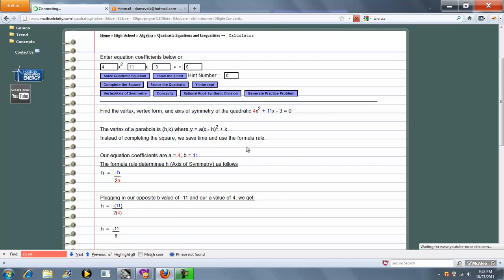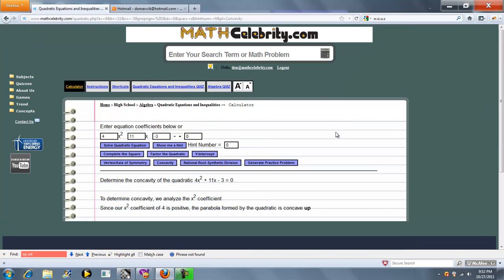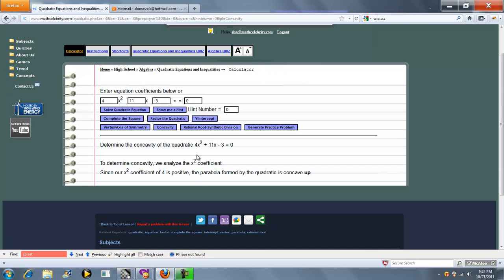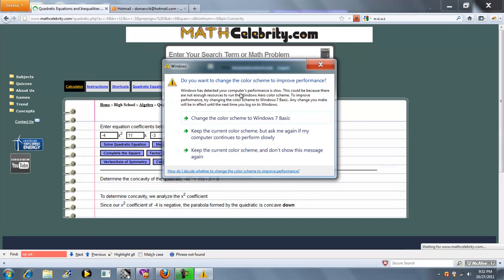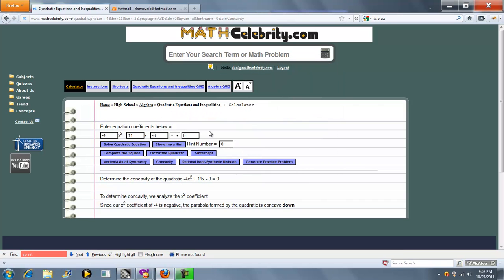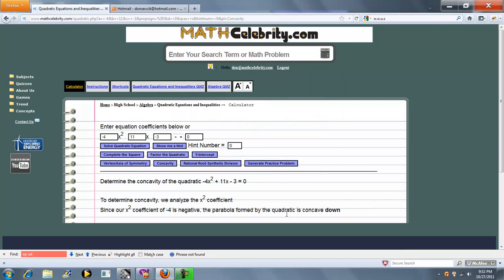Concavity. Expand our font. So this is pretty simple. It just says analyze your x squared coefficient. Because it's positive, the parabola formed by the quadratic is concave up. Had it been negative, let's do negative 4, it should say concave down. And as you can see here, it does, concave down.